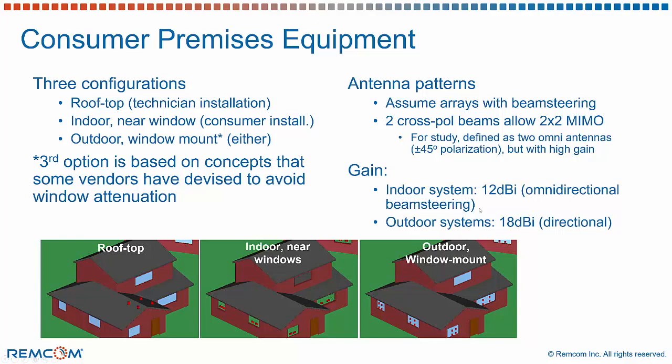So for each of these CPEs, we have assumed that their antennas are actually arrays that have beam steering. But to model this beam steering, we've used two omnidirectional antennas, cross-polarized, and these are intended to represent two cross-polarized beams to allow for 2x2 MIMO in our later analysis. However, since these are beams, they do have a gain. They're fairly directional. We assume that the indoor systems have a 12 dBi gain, and that the outdoor systems may be able to have a slightly higher gain of 18 dBi because they can be a little more directional. They only need to be able to beam steer toward the outdoor directions.